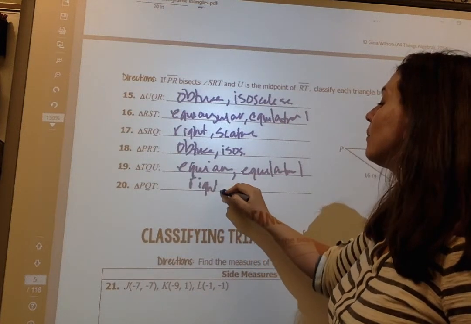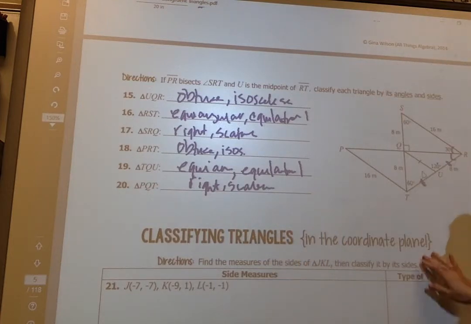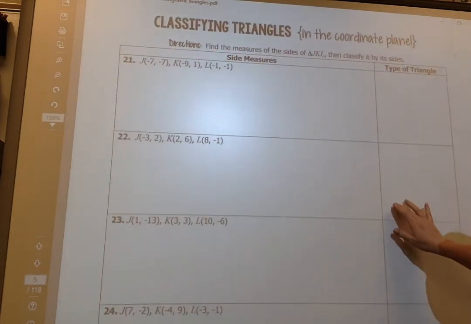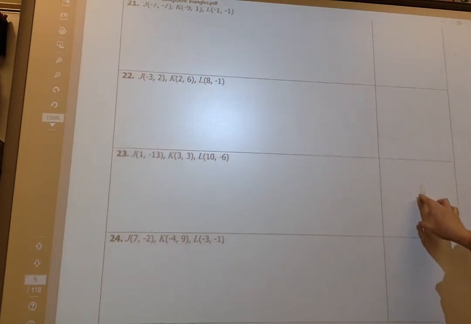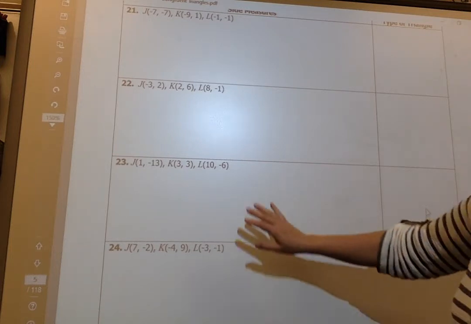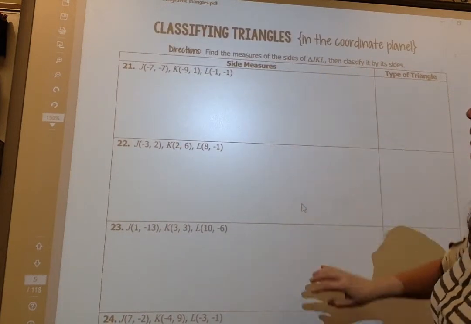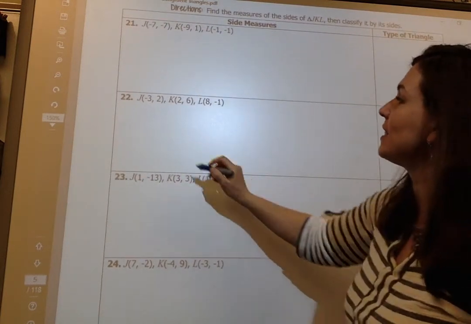So if you're struggling with how we got those, please, please, please come and see me. All right, so here, I'm only going to do a couple of these with you. Number 22 we'll do together. What we have to do here is find the distance. If we're classifying by their sides, we need to find the distance of all these.